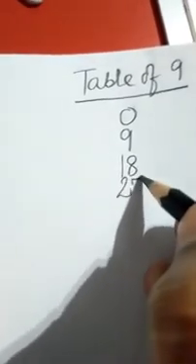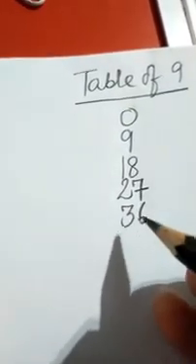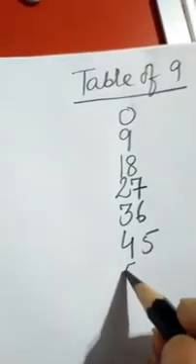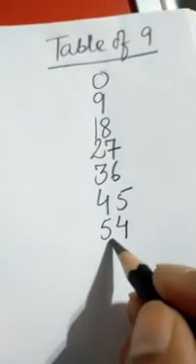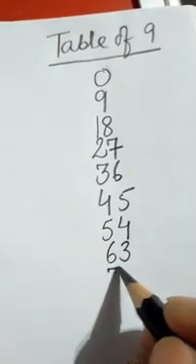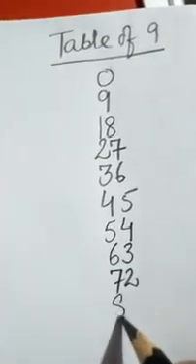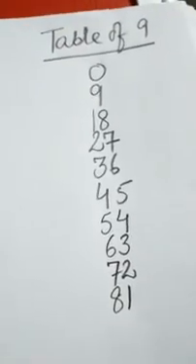That is 529 divided by 9. As in rough work we will write the table of 9. Nine zeros the 0, 9 ones the 9, 9 twos the 18, 9 threes the 27, 9 fours the 36, 9 fives the 45, 9 sixes the 54, 9 sevens the 63, 9 eights the 72, 9 nines the 81. Like this we will write the table of 9.